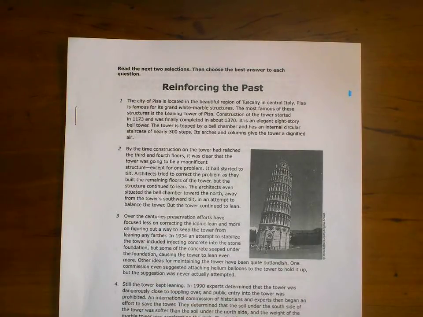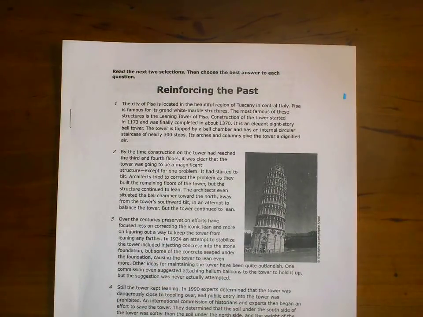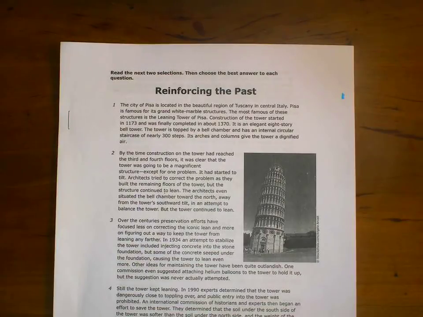Okay, this video is going to help you review your strategies for your reading benchmark that's coming up. So this is a paired passage, which means that I have two selections, one right after the other: Reinforcing the Past and the Cutty Sark. And then I have questions for both selections. Now even though these are paired passages, I'm going to first treat them separately.